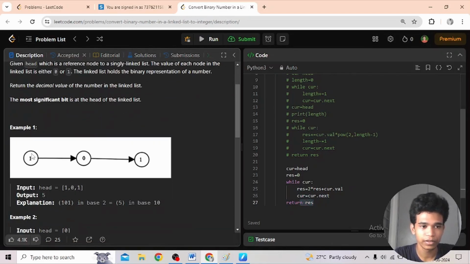Just come up with this example. See here. First of all, what is my result? It is 0. Now, what is my current dot value? It is 1. Initially, it is 1. Now, 2 into 0, it is 0. Now, plus 1. So, now result is 1. Now, again, my current node will be at 0. My result is 1. Now, result is equal to 2 into result. So, it will be 2 plus 0. Clear? Now, again, my current node will be at 1. Now, result is equal to 2 into result. Result is 2. So, 4. 4 plus 1 is equal to 5. So, 5 will be my output.